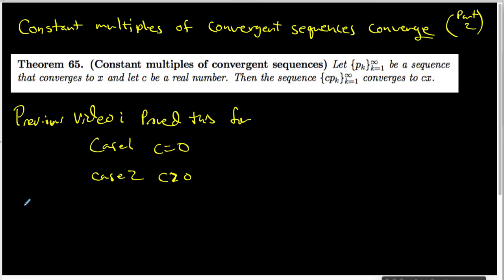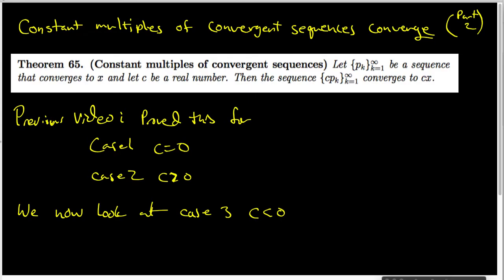In this video, we're going to look at case 3, which is when c is less than 0. Now again, we're going to do scratch work first, but the scratch work this time is we're going to mark up our formal proof of case 2 and see if we can modify it.